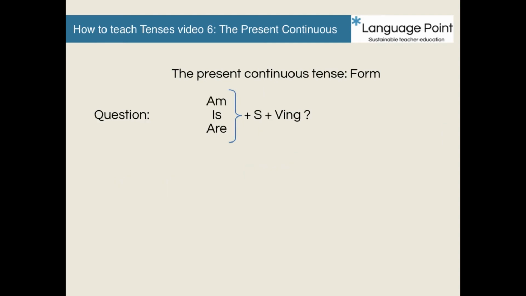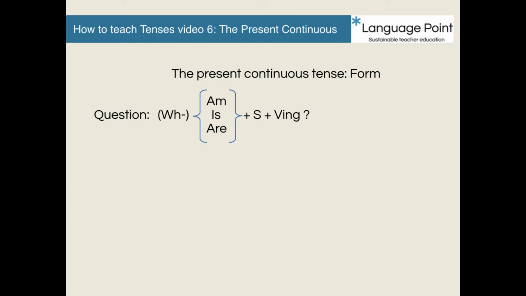In questions, we can ask a yes or no question by starting with the auxiliary, then using the subject. Same grammar as in the present simple and the past simple tenses. Auxiliary, subject, verb. But this time the verb has an ing on the end of it to make it continuous.